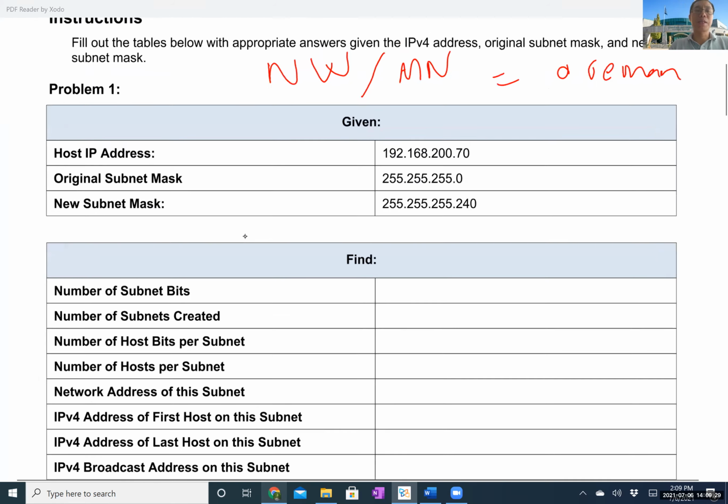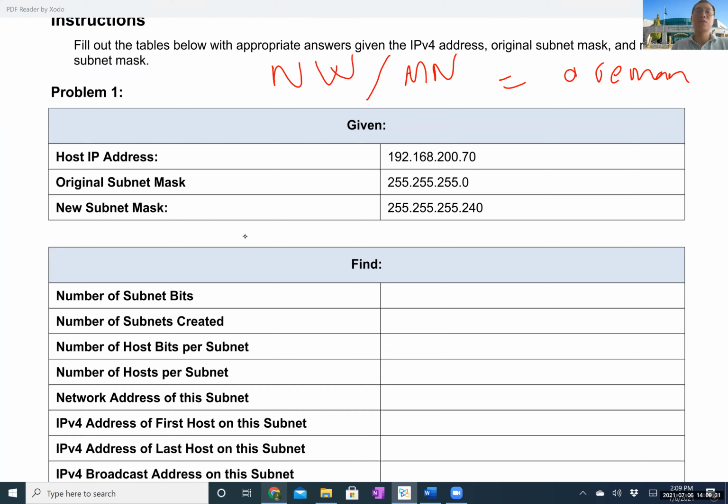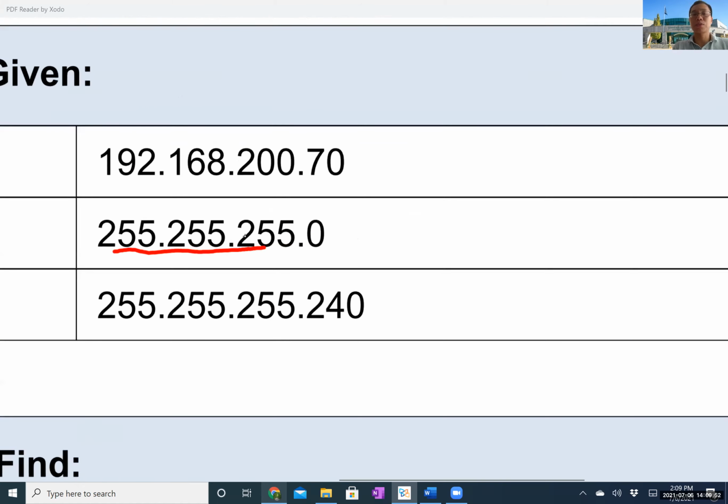Okay, so now think about this one. You take this one as an example here. You have the host IP address. You have the subnet mask here. Now you have a new subnet mask. All right, so this one is the original one. So if you look at the subnet mask for this one, what do you think? How many bits are in the network portion and how many bits in the host portion for this one here?